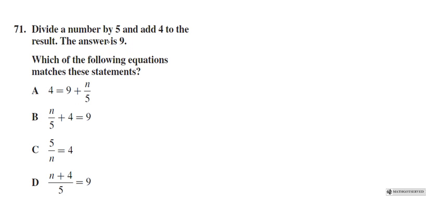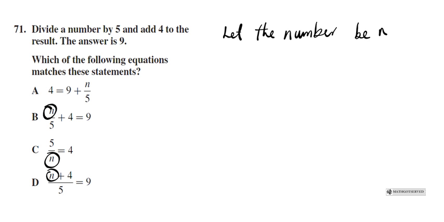Okay, number 71 says divide the number by 5 and add 4 to the result. The answer is 6. Which of the following equations matches these statements? So please keep track of the order when you're reading this, okay? So it says divide a number by 5. So let's declare our variable. Let the number be n, okay? Why did I choose n? If you look at all the options here, they were all n's. So I just wanted to match one of my options when I'm done, okay? So let the number be n.